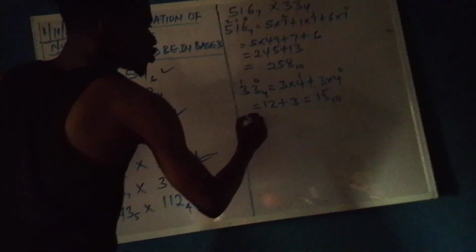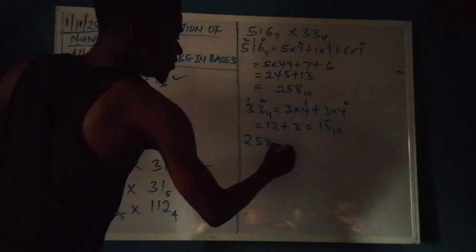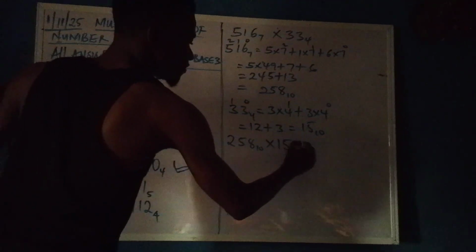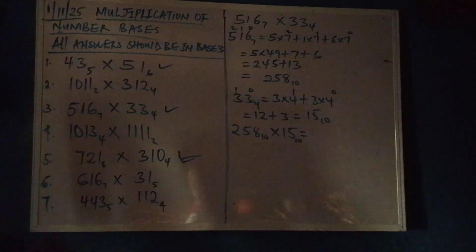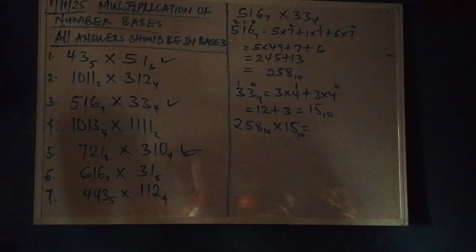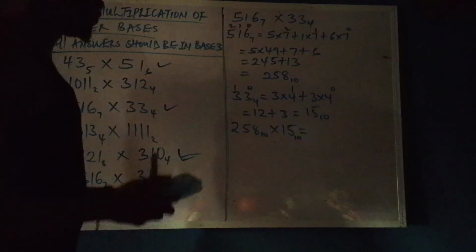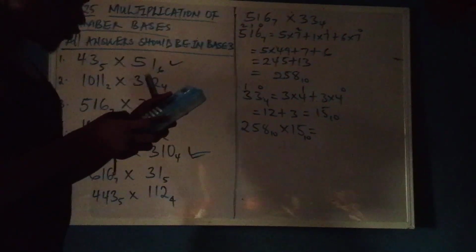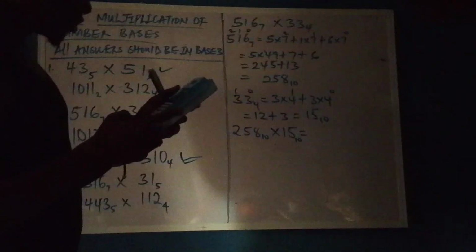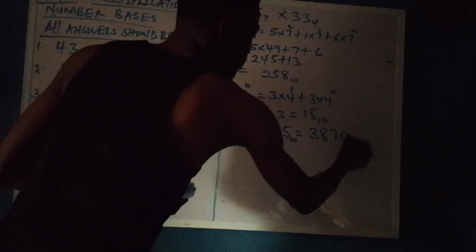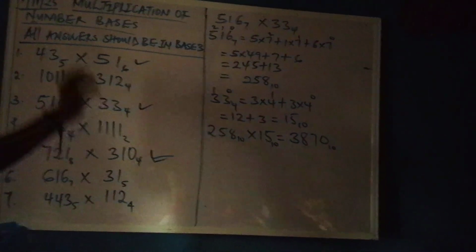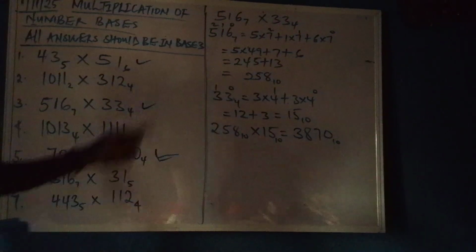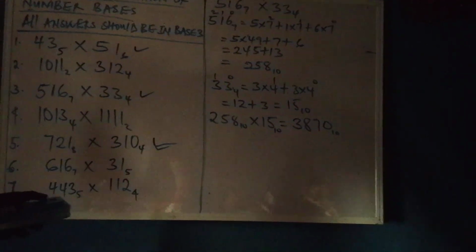So we'll now come to the conclusion that 258 times 15. Normally, if you multiply it in a normal term, 258 base 10 times 15, 258 times 15 is going to give us 3,870 base 10. So this value that we got here is what we will now convert to base 3. Do you understand?